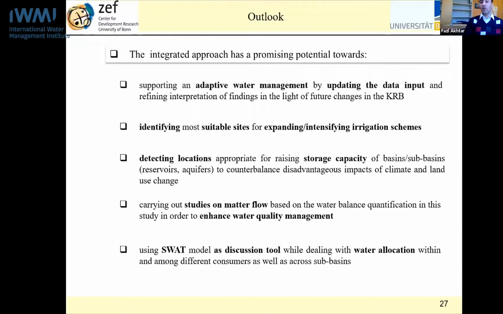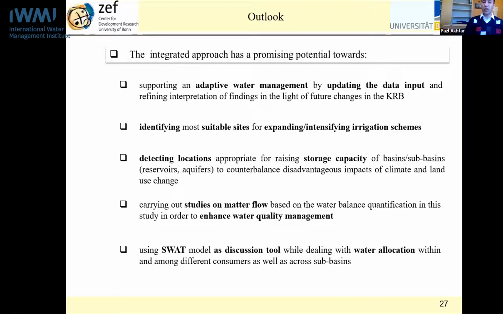Water quality is another issue. In the upstream region in Kabul, for example, water quality is already extremely poor. The total dissolved solids in drinking water is beyond permissible limits. It's in the range of 900 to 1100 milligrams per liter. So that's terrible. We have to think about the water quality management issues also.